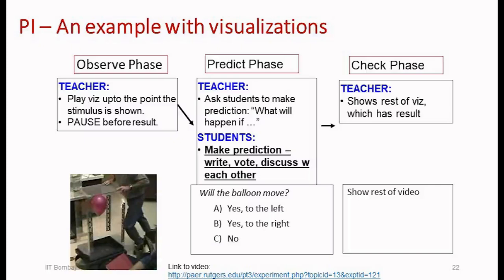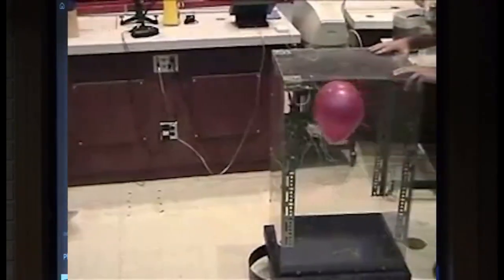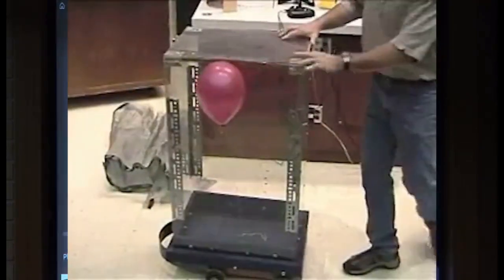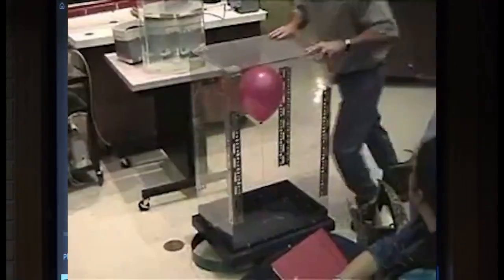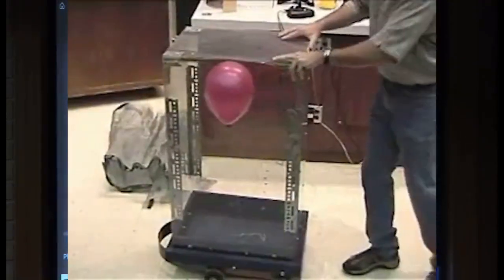Okay, here is an example with visualizations. Let me see if I can play this. It's an interesting one. There's a video, a 7-second video. This person is going to push this balloon. What will happen to the balloon when they start pushing it? The balloon is like a helium balloon. It's attached by a string at the base here. It's enclosed in a glass box.